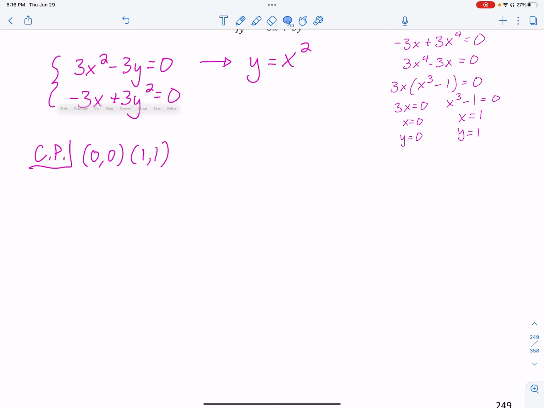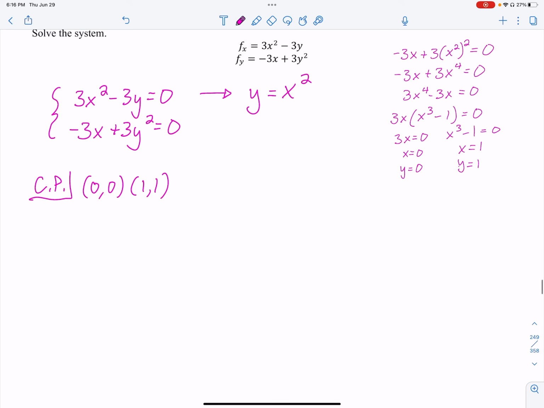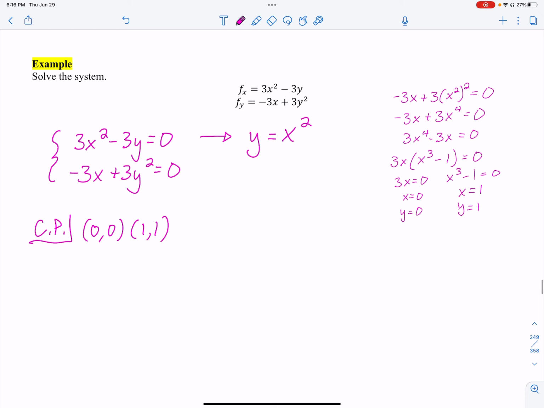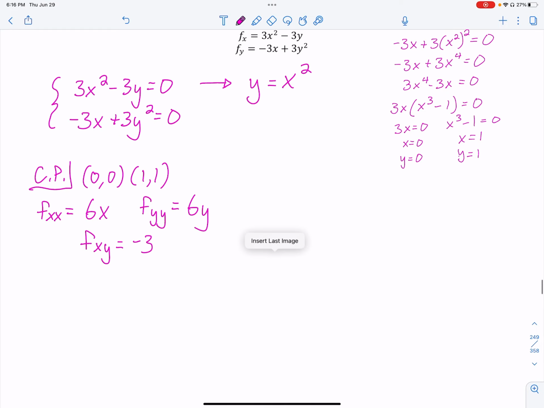All right, so there are my critical points. I need to come up with the Hessian, so I'm going to need fxx. I got x up there, so that is going to be 6x. I'm also going to need fyy, which is going to be 6y. And I'm going to need an fxy, so I'm going to use x up there. Fxy is negative 3.